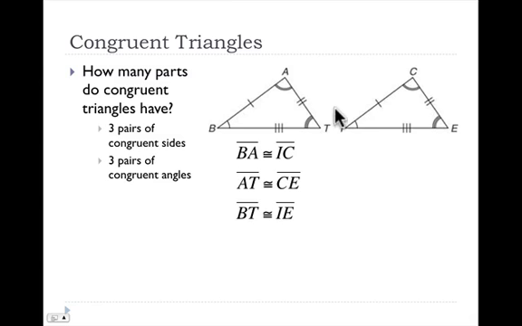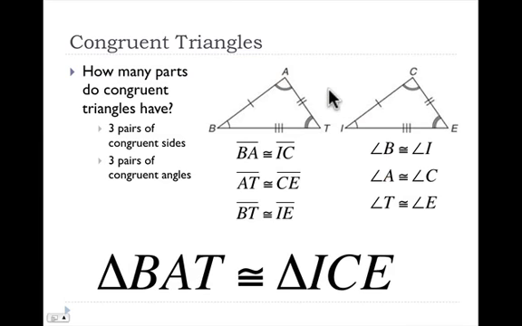They're congruent. Well, besides having the three pairs of sides congruent, we also need the three pairs of angles congruent. So angle B is congruent to angle I, angle A is congruent to angle C, and angle T is congruent to angle E. So since we have all three sides and all three angles congruent to each other, we can make a congruence statement. When a question asks you to make a congruence statement, it's asking you to say triangle so-and-so is congruent to triangle so-and-so. Now the order does matter here.